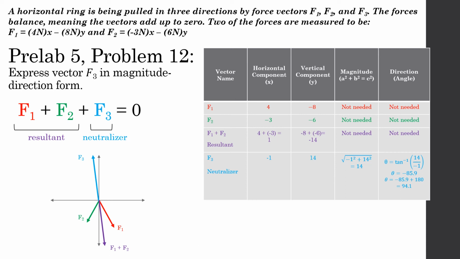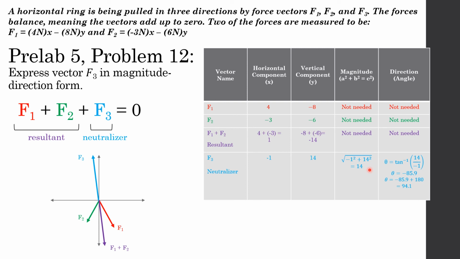Last problem, problem number 12. For problem number 12, we want to find the magnitude and the direction of F3, okay? As you can see, I've already done the math, but we're going to go through it together. To find the magnitude, we're going to take the square root of our two components squared. So x component, that's negative 1. We square that, add it to our y component, that's positive 14. We square that. Take the square root, we get 14 is our magnitude.